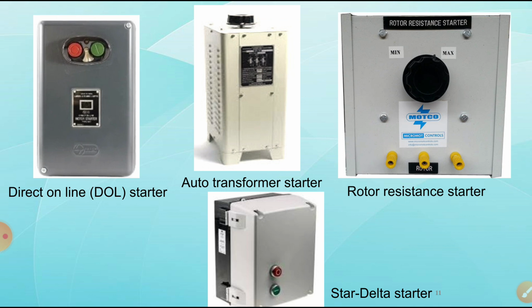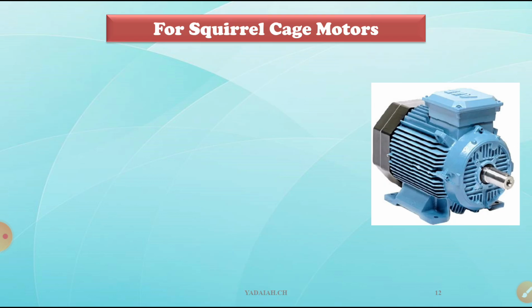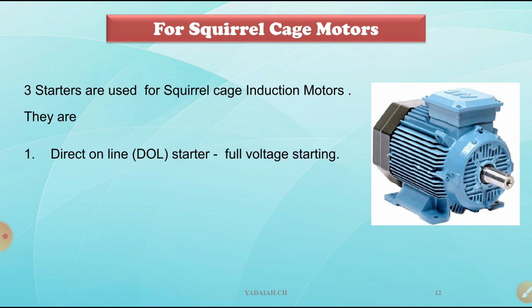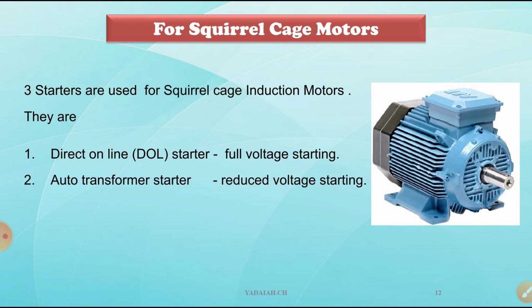Okay, now coming to the squirrel cage, you already know that. So what is a squirrel cage? This is a squirrel cage induction motor, 3-phase induction motor. It is a rugged one, cheap and best, robust one. Okay, we know already, we discussed everything about this. Now 3-phase starters are used for squirrel cage motors. They are the direct-on-line starter for full voltage starting, the auto transformer for reduced voltage during starting, and the star delta starter for reduced voltage during starting. So already we have seen that.